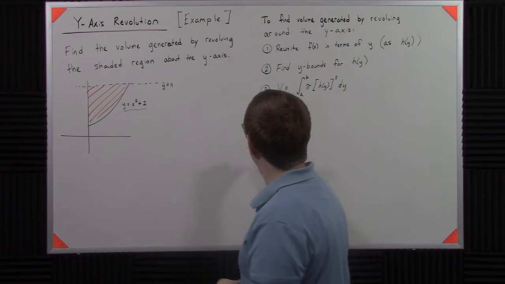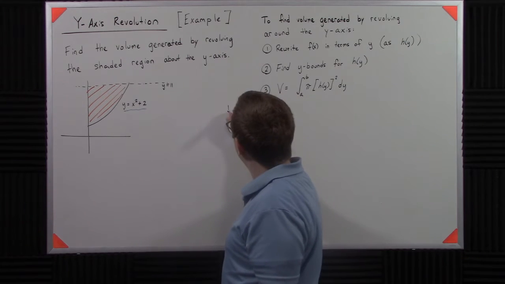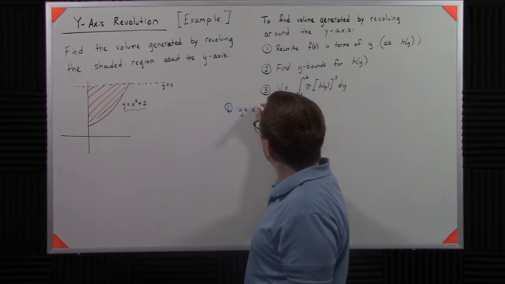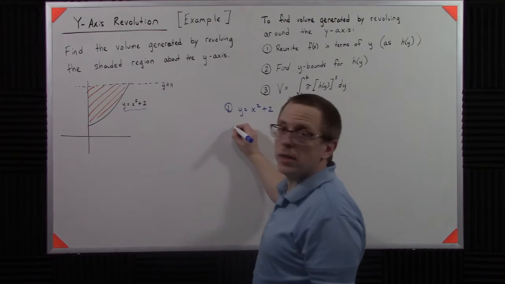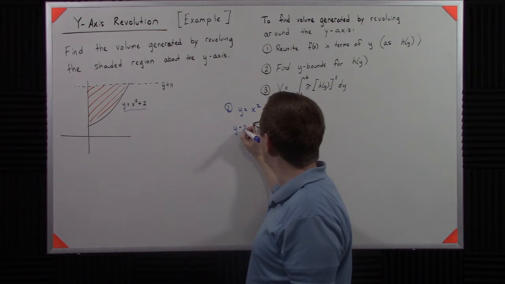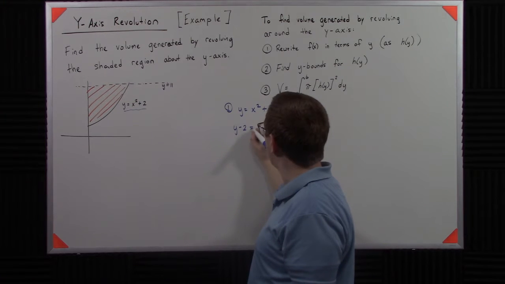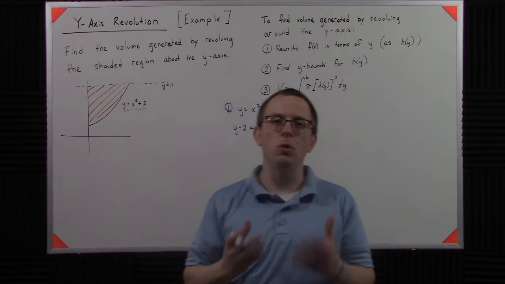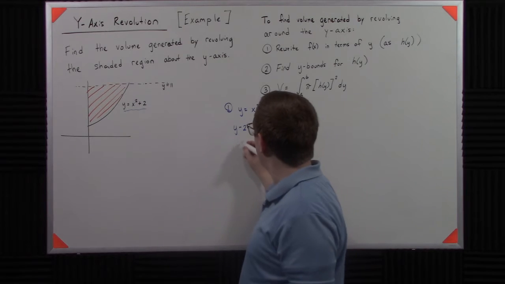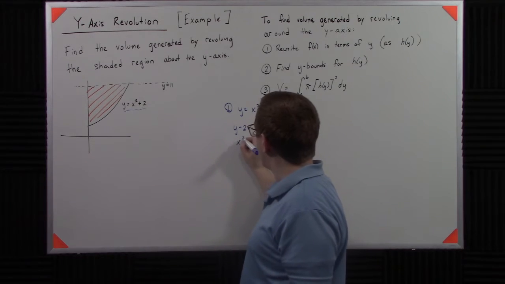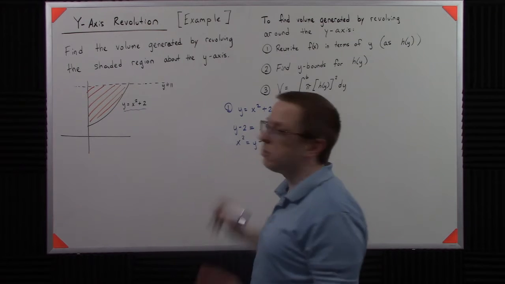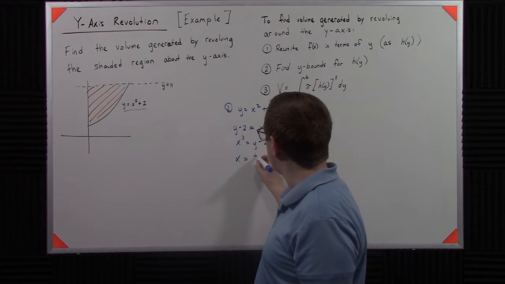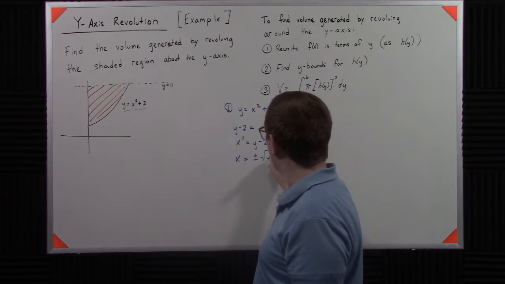So I say, okay, well, y equals x squared plus 2. So that tells me that y minus 2 is equal to x squared, which then means that I actually get that sort of plus and minus case. I could say, by rewriting that as x squared equals y minus 2, just flipping around the sides, I then could say x equals plus or minus the square root of y minus 2.